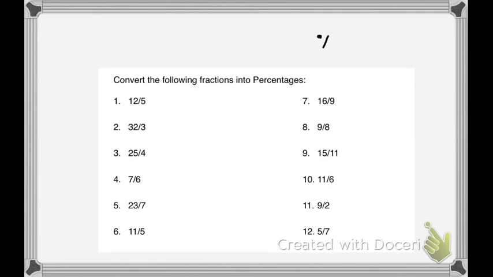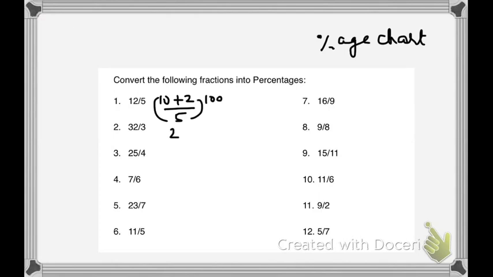So the next set of questions is conversion from fractions into percentage, and again this is majorly based upon your percentage chart. Now we come to the first example, that is 12 by 5. The equivalent percentage for 12 by 5 will be, you break 12 into 10 plus 2 divided by 5, and you split the denominator, then multiply by 100. So what you'll get is 10 by 5 will become 2, and 2 into 100 will become 200%, and 2 by 5 into 100 will become 40%. So the equivalent percentage of 12 by 5 will be 240%.